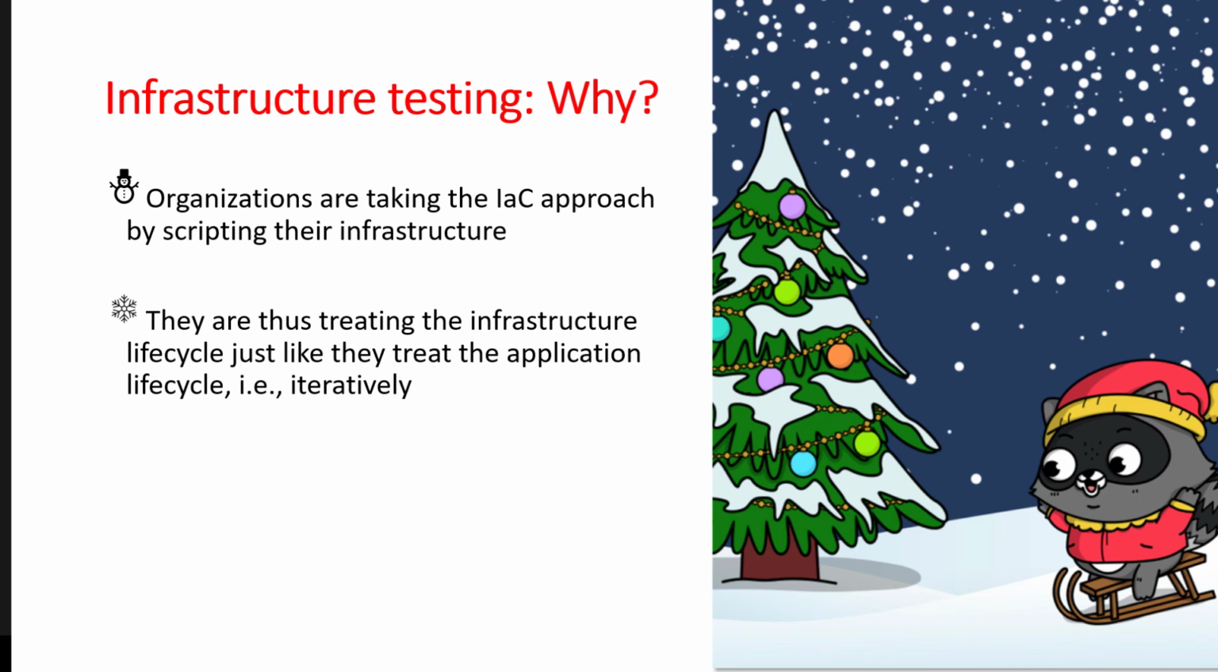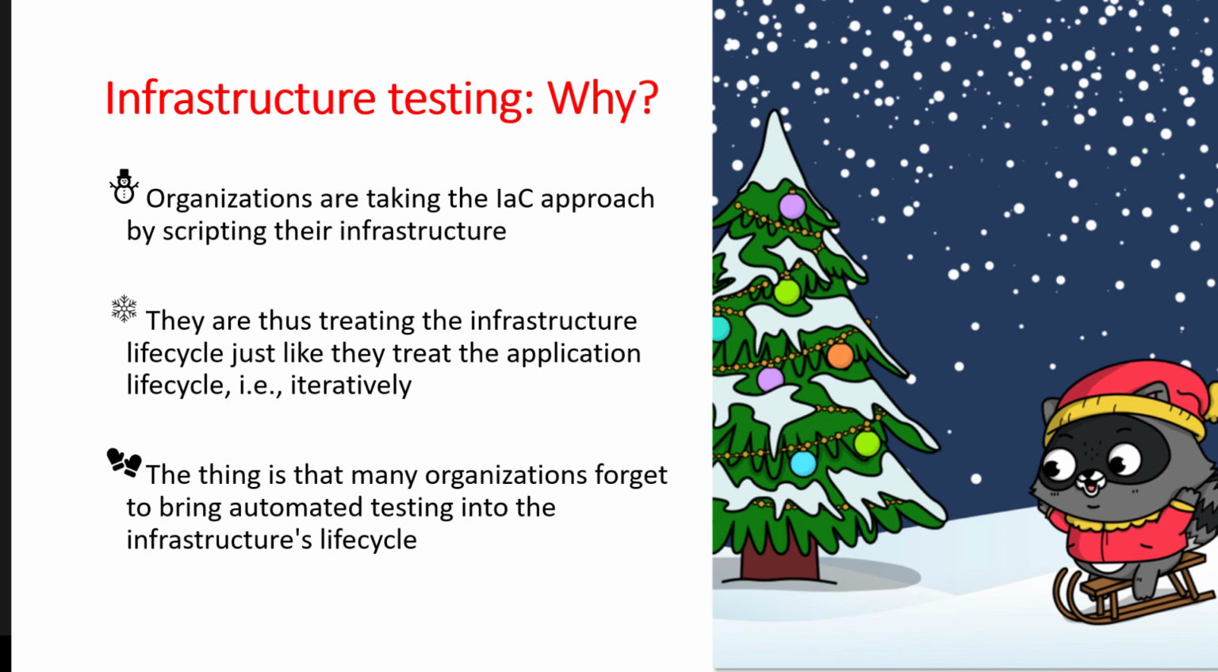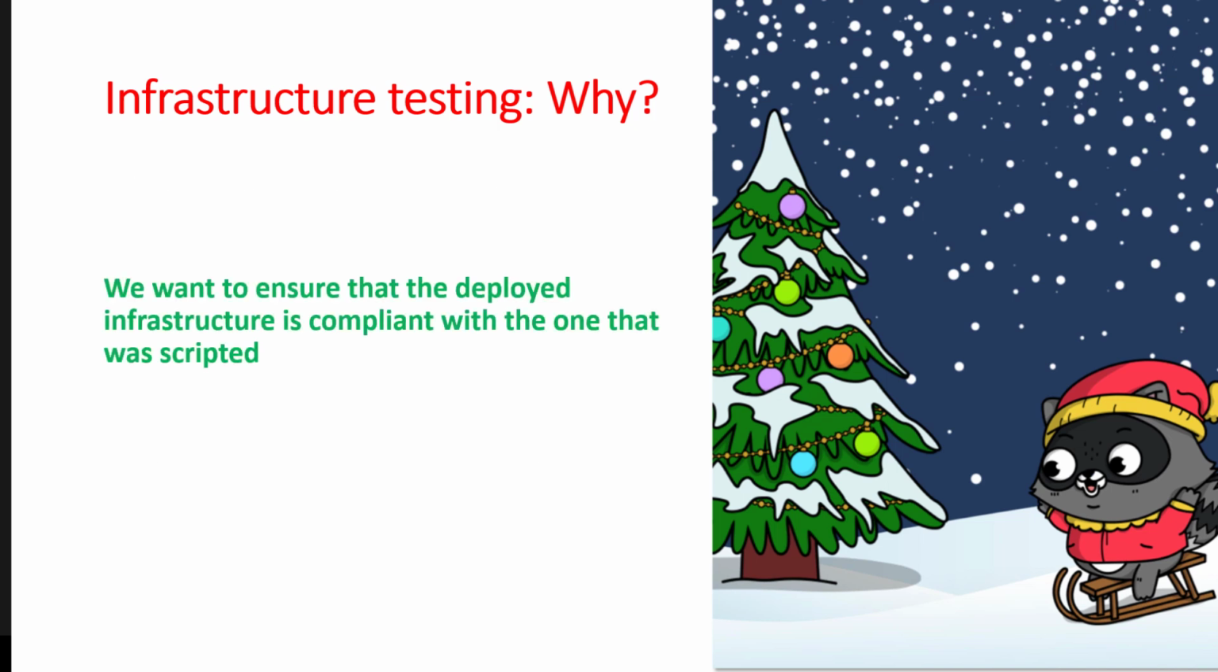This has the advantage of matching the infrastructure version with the application code version. The thing is that many organizations often forget to bring automated testing into the infrastructure lifecycle. And by testing our infrastructure, we want to ensure that the deployed version of the infrastructure is compliant with the one that we just scripted. In other words, we want to ensure that what we've deployed is exactly what we were expecting to deploy.